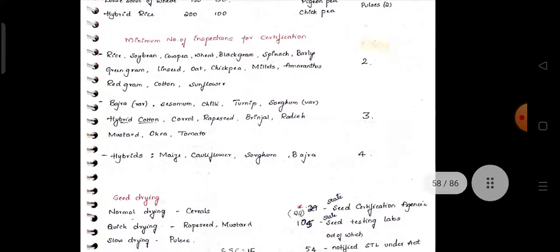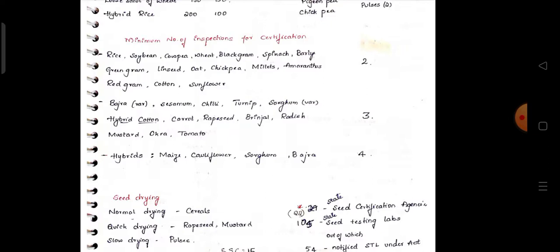Coming to the minimum number of inspections for certification, I am repeating again, these are the generalization of number of inspections. For all self-pollinated crops, two inspections are sufficient, like rice, soybean, cowpea, wheat, black gram, spinach, barley, green gram, linseed, oat, chickpea, millets, amaranthus, red gram, cotton, sunflower.